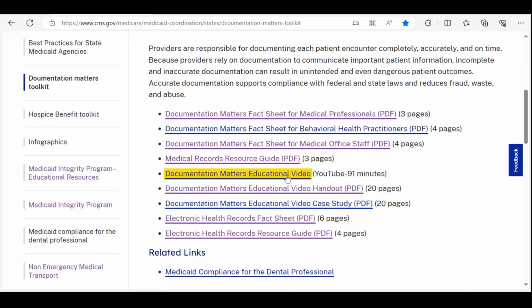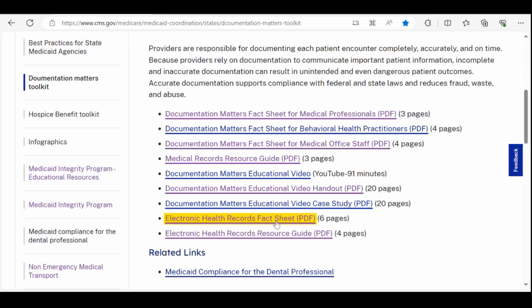As mentioned, it also includes on this page an educational video, which is about 91 minutes. CMS has also provided 2 associated PDFs that go along with the video. One is a deck that follows the video, and the second is a case study that is discussed in the video. The last 2 PDFs are specifically for health records.